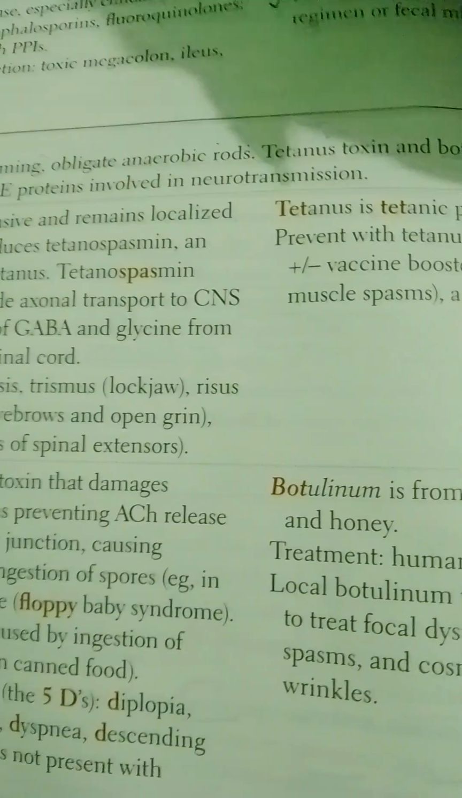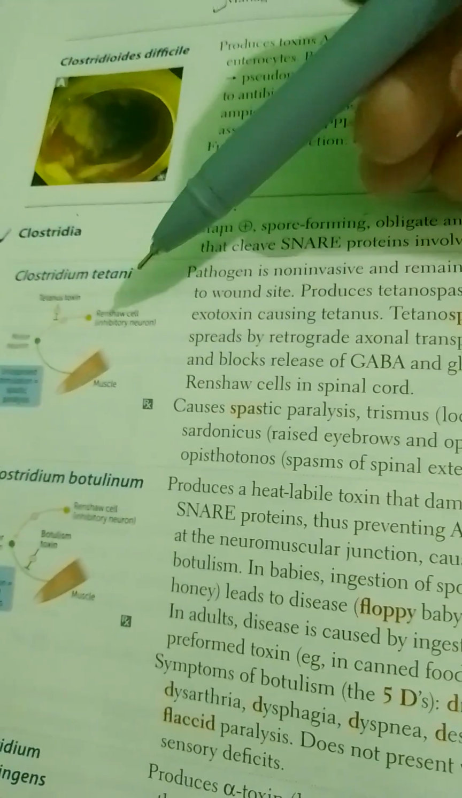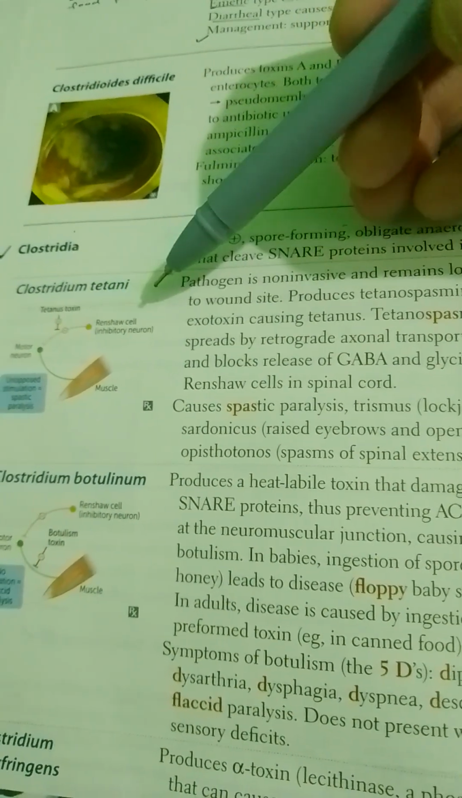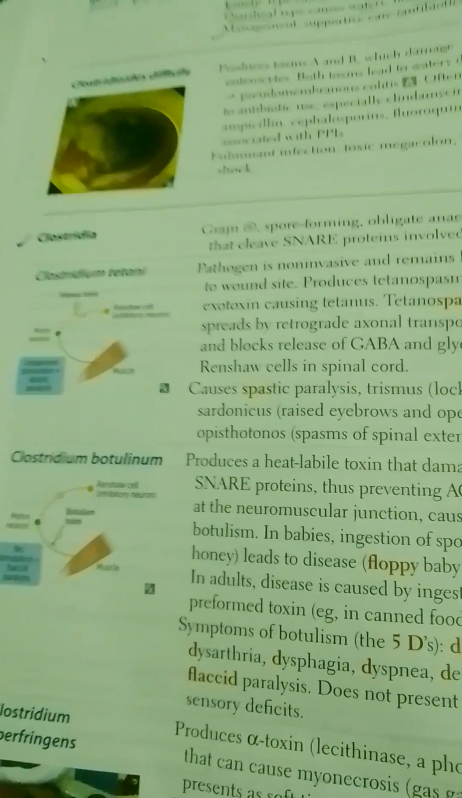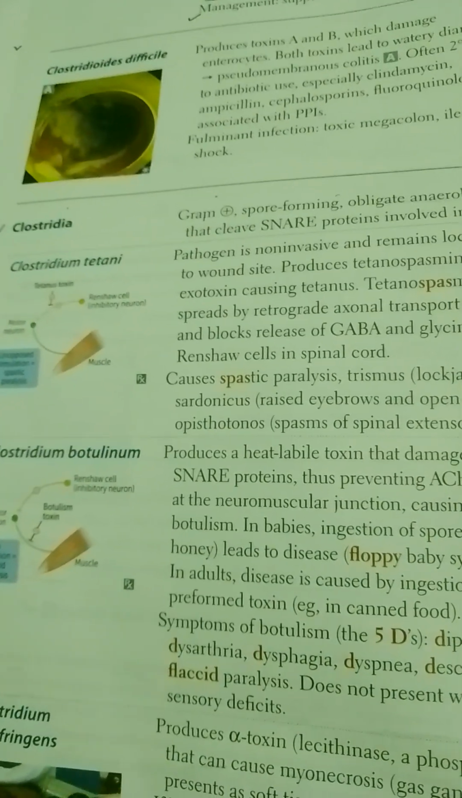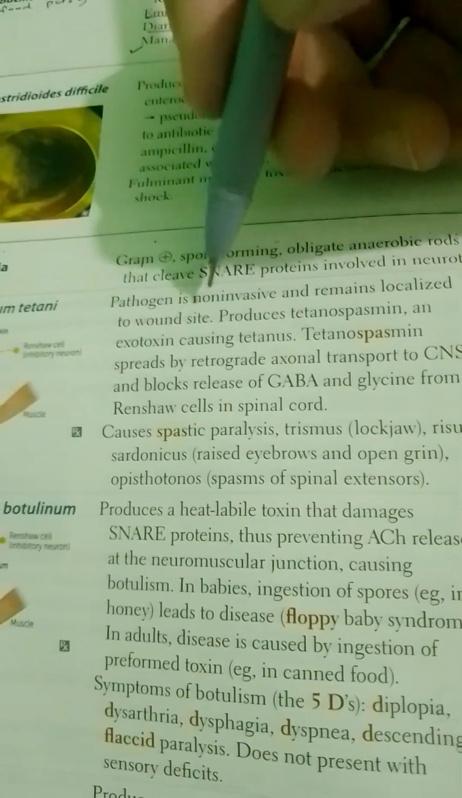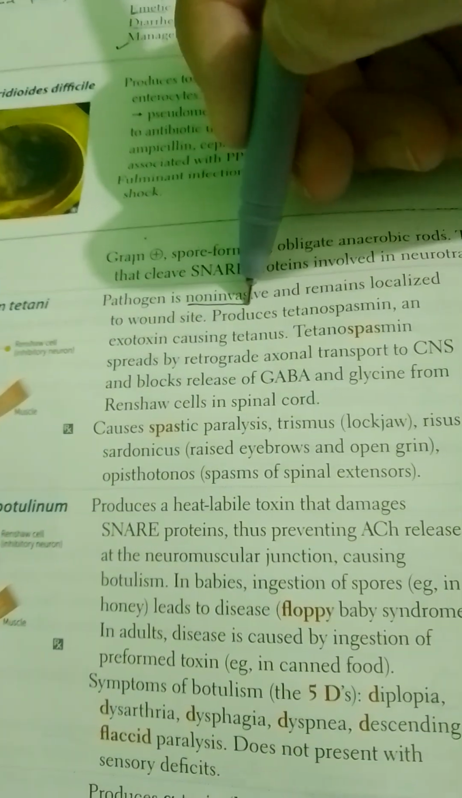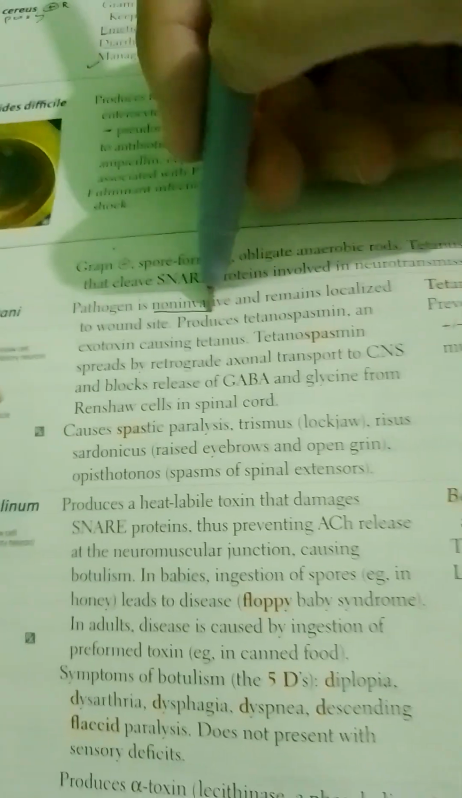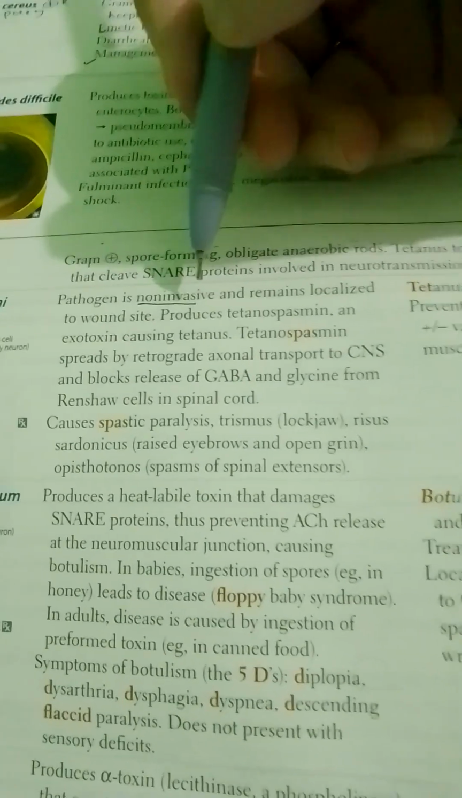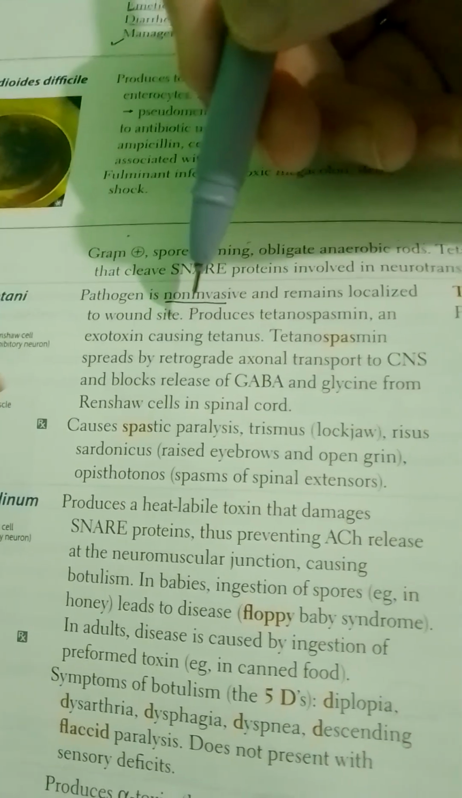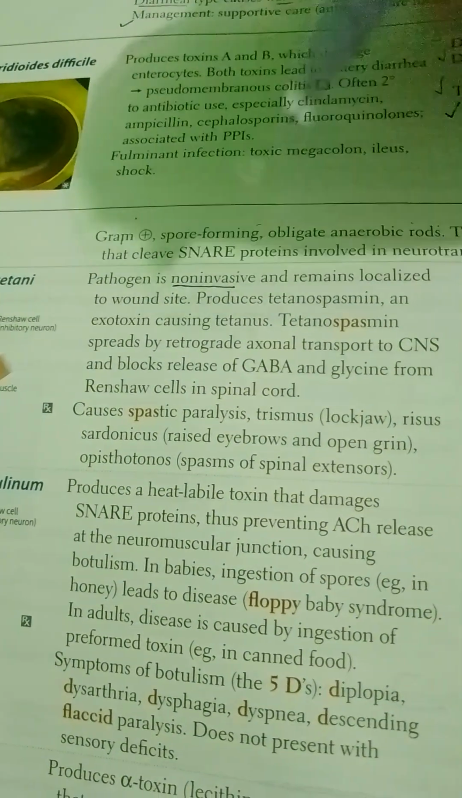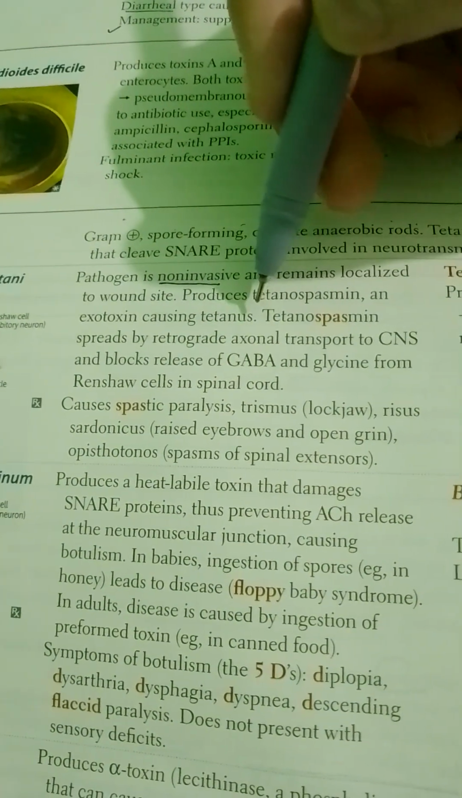Okay, so what else is there? Now we have to talk about Clostridium tetani. Clostridium tetani is a non-invasive pathogen. What does it mean that it's a non-invasive pathogen? It means that it is localized. It will not spread unwantedly here and there. This pathogen is localized at the wound site, and it will produce the toxin known as tetanospasmin.